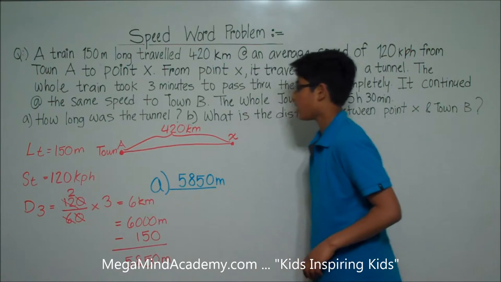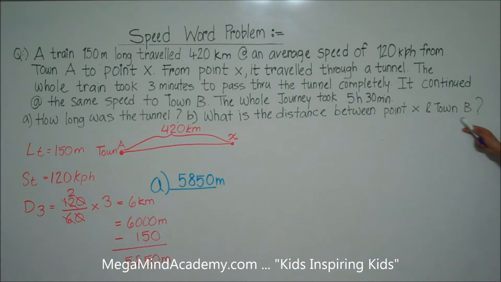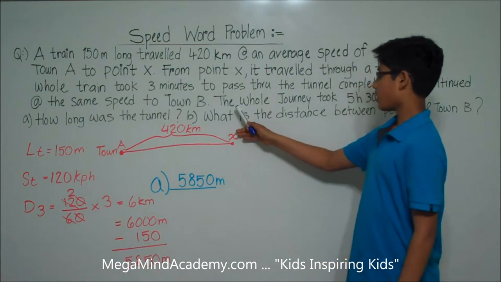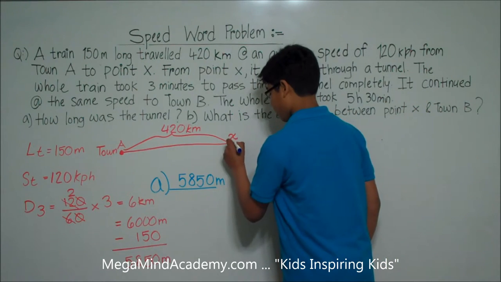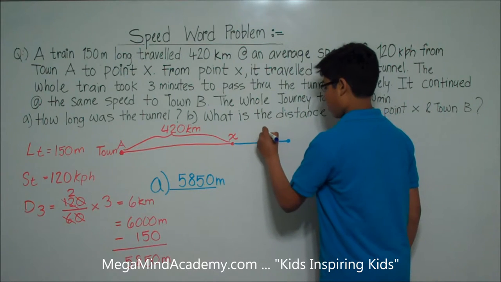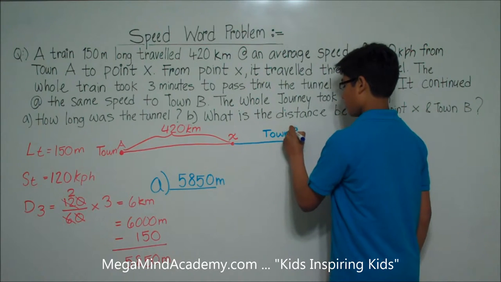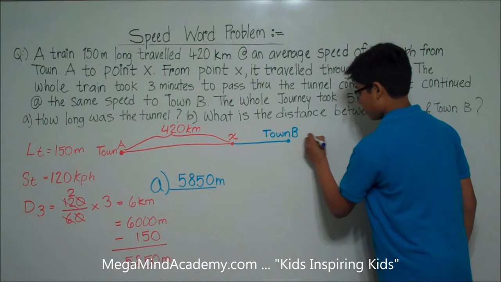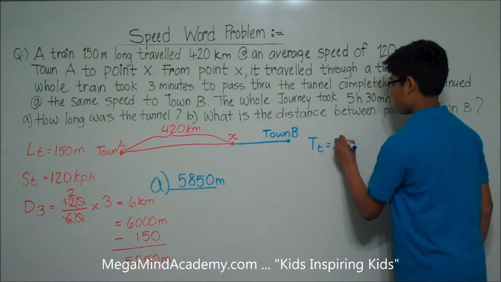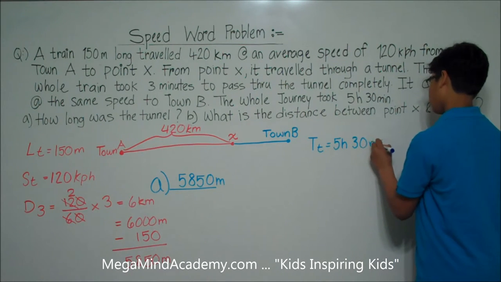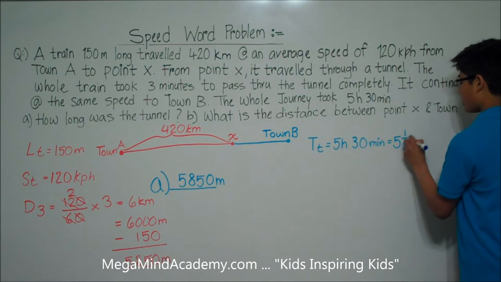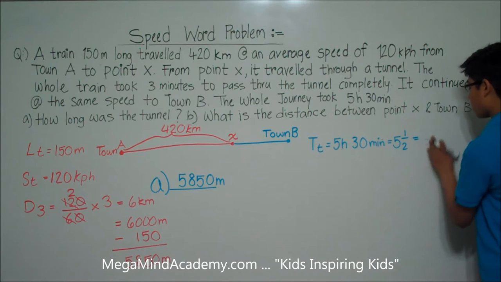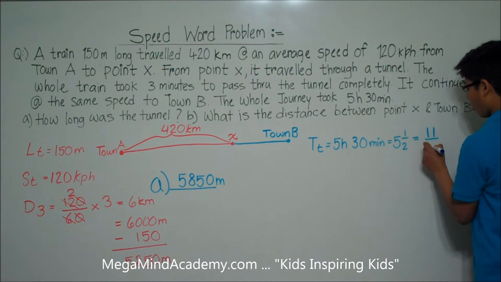Now, the next part of the problem is, what is the distance between point X and town B? And it says in the problem that it continued at the same speed to town B, and the whole journey took 5 hours 30 minutes. So let's complete this diagram. The train continued traveling until it reached town B. And we know that the total time, T for total, T for time, is equal to 5 hours 30 minutes, which is equal to 5.5 hours, which is equal to 11/2 hours.